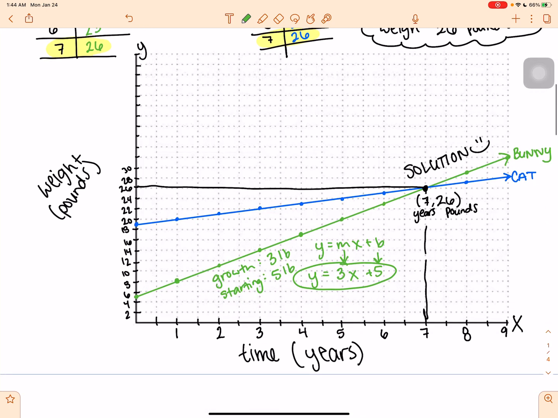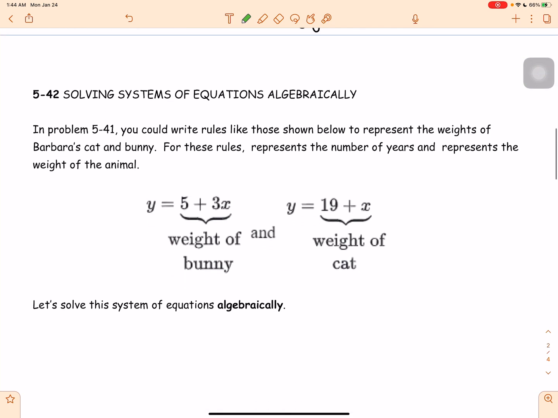Okay, now on the next page they wrote it a little bit differently. They just wrote 5 plus 3x. That is the same as y equals 3x plus 5. They just wrote it where the starting point went first, which is totally fine.